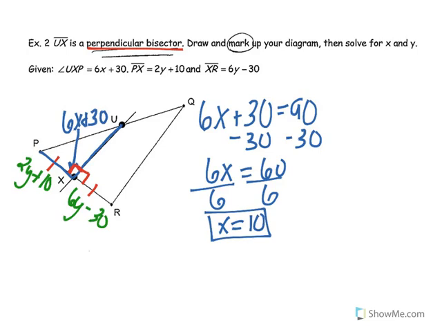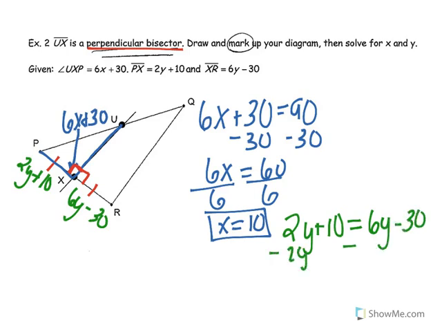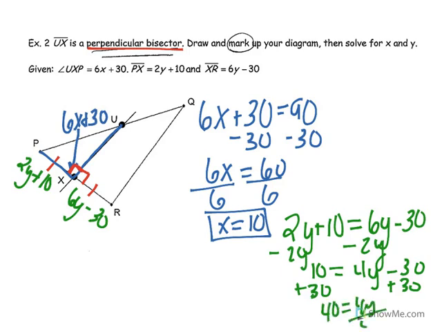Okay? Now let's solve for y. My two expressions for y are here in green. And what do we know about those two expressions? We know that we have tick marks, which means they're congruent. So we can set these two expressions equal. I can say 2y plus 10 equals 6y minus 30, and we can solve. Let's bring the 2y's and the 6y's together. 10 equals 4y minus 30, add 30, 40 equals 4y, divide by 4, so y equals 10, okay?